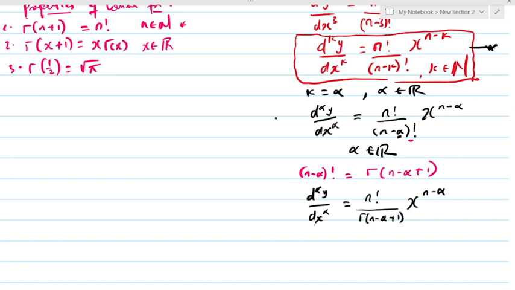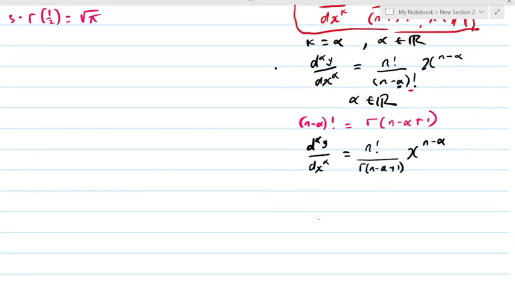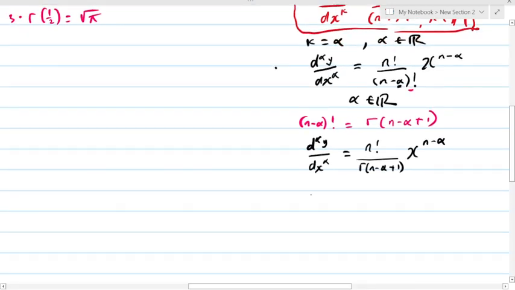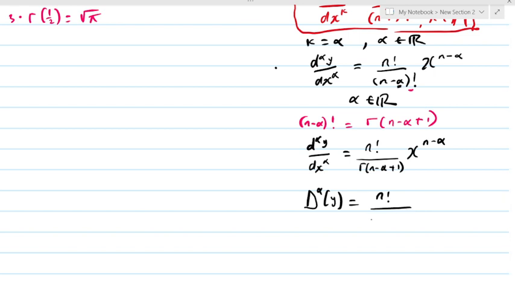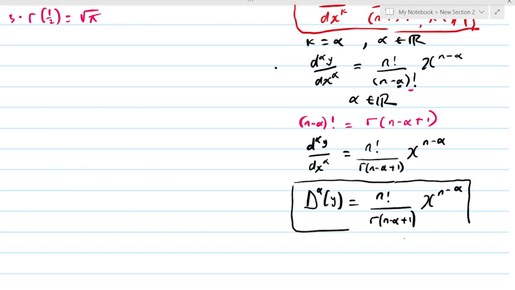Also, instead of this notation, there's a general notation we use to represent our fractional derivative: capital D to the alpha of y, the function, in bracket, equals n factorial over gamma of n minus alpha plus 1 times x to the n minus alpha. So take note of this formula. You can go back through the video again and watch it over and see how we derive the formula. Very simple, very easy. And if you have any question or comments, you can drop it at the comment section.